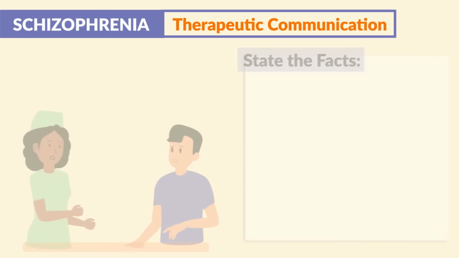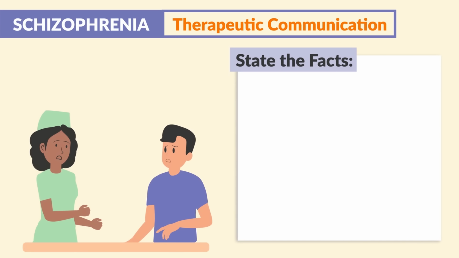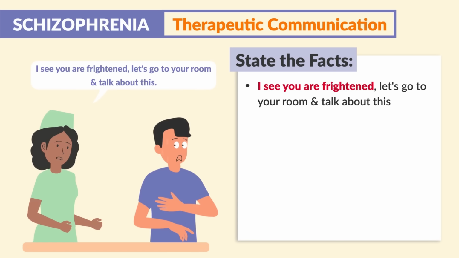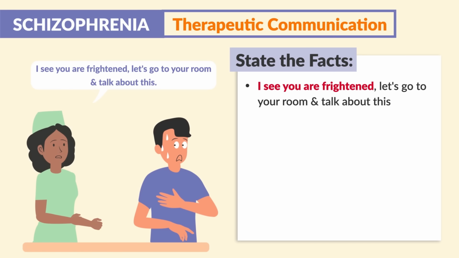Next, we always state the facts. To build trust, we present reality. And to show you acknowledge the client's feelings. Huge. So, for example, I see you're frightened. Let's go to your room and talk about this. Huge NCLEX tip. This actually came up on a few questions during our NCLEX review.